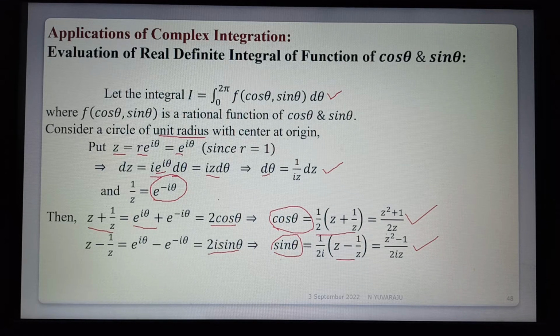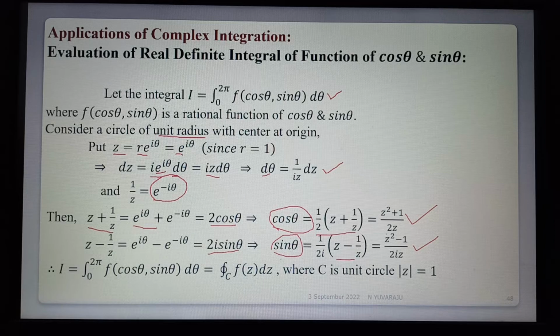So therefore the given integral you can write: I is equal to integration 0 to 2 pi f of cos theta comma sin theta d theta, that is totally converted to the form integration over C. C is the region, that is the circle of radius unit, center 0 comma 0, and mod z is equal to 1. Here is C, mod z is equal to 1. So it is totally converted.